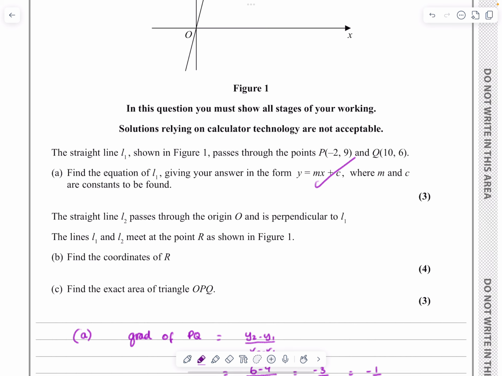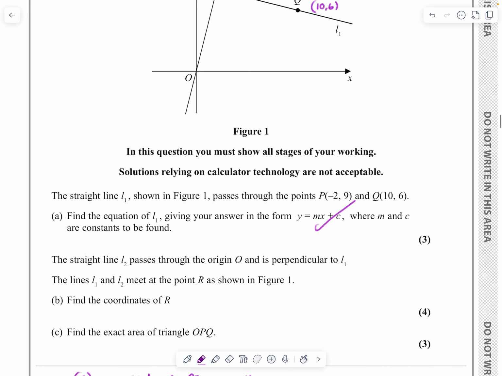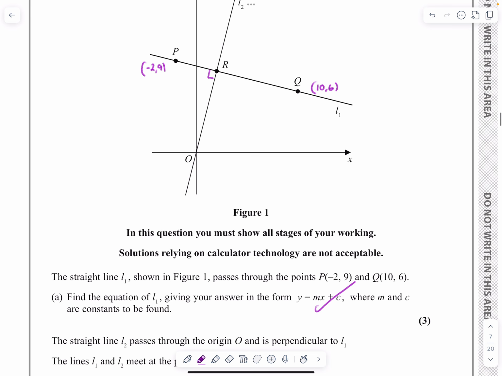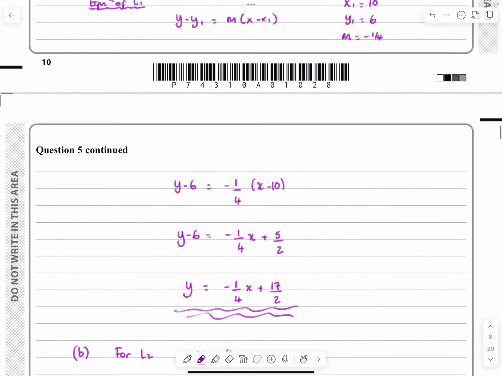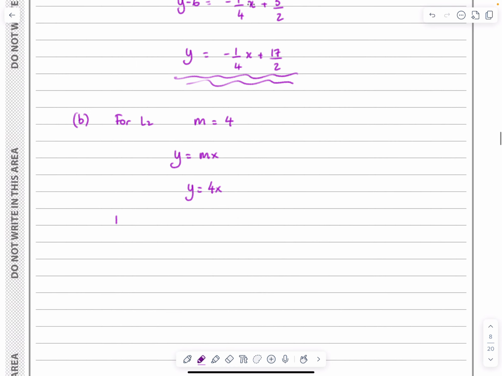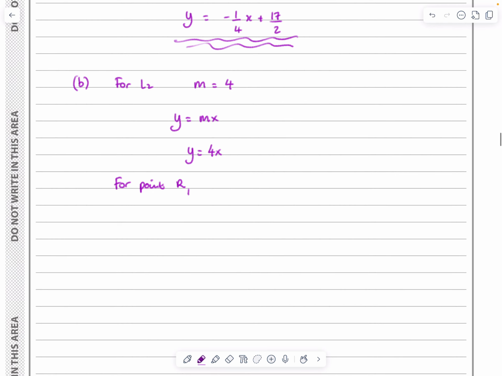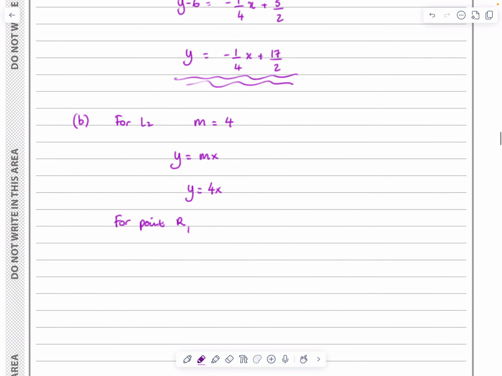Why am I doing that? Because I want to find where the two lines meet, and they're going to meet at point R up here. So for point R, we just want to equate the two equations. So for point R, we've got y equals 4x is one of, but we've got these two. Basically, y equals 4x, and y equals -1/4 x plus 17 over 2. We're going to put them equal to each other.